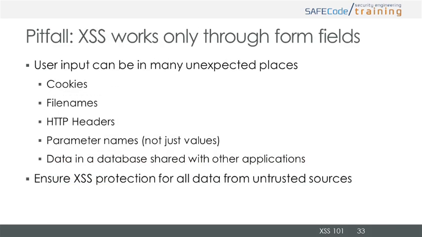Cross-site scripting prevention is all about encoding user input. But remember that user input is not just the obvious, like form fields or URL parameters. It can be part of many not-so-expected areas, like cookies, names of uploaded files, HTTP headers, parameter names, not just their values, etc. Also, when loading data from a database, you have to take care. Even if your application rigorously filters malicious input, there might be other applications that write to the same database and do not perform appropriate filtering. Ensure that all those sources are considered when taking countermeasures against cross-site scripting.